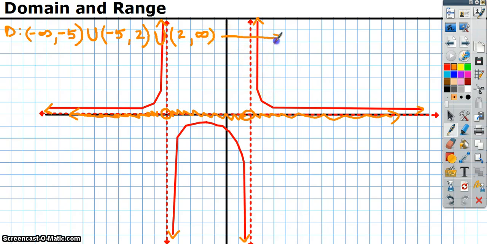All right, that's the tough way to write it. The easy way to write it is you just say x cannot equal -5 or 2. And that implies that x can equal any other number.